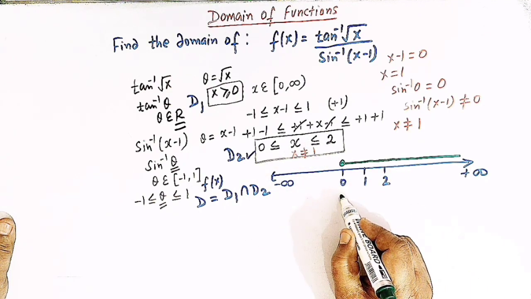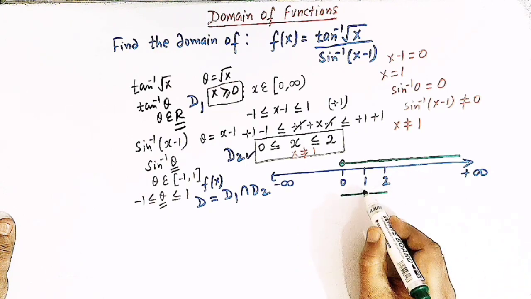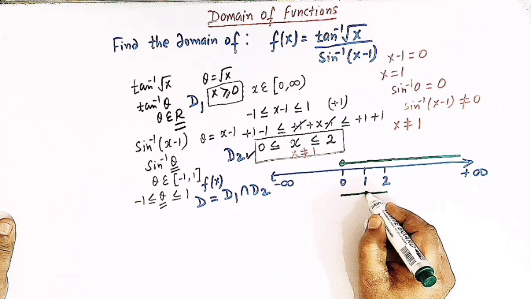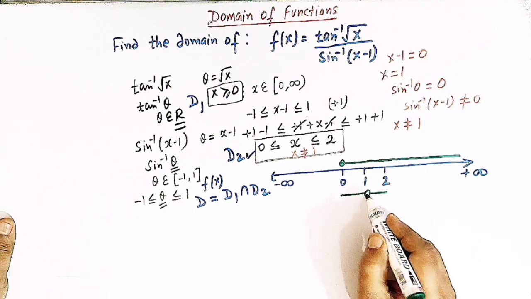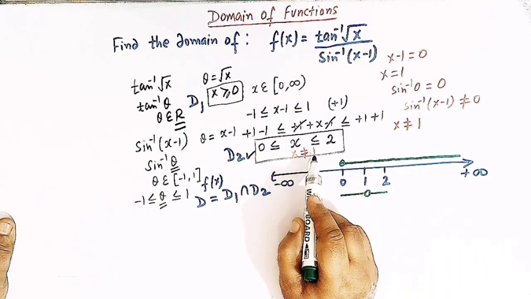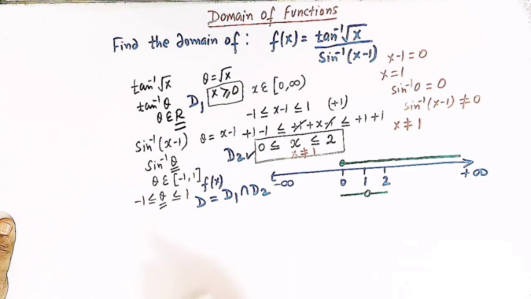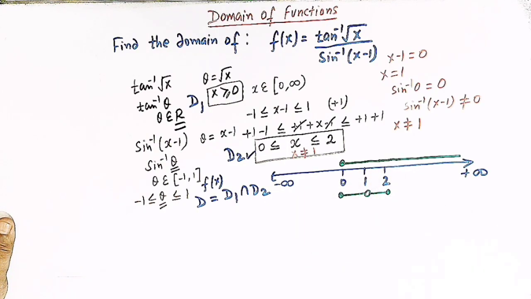So we have like this, from 0 to 2, and here we have 1, right? And 1 is not included, so we'll make a circle here. This circle indicates that x is equal to 1 is not included, right? And here both 0 and 2 are included.